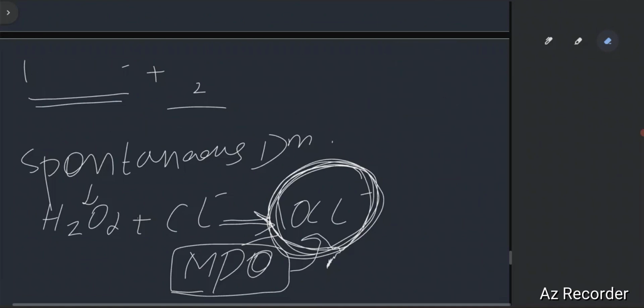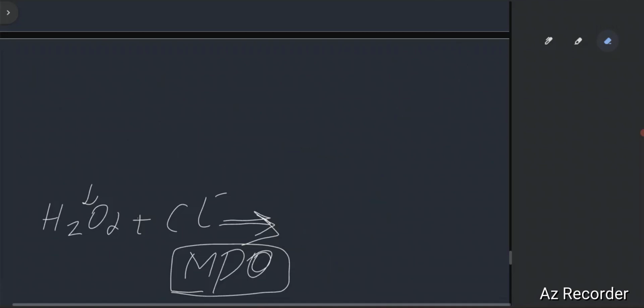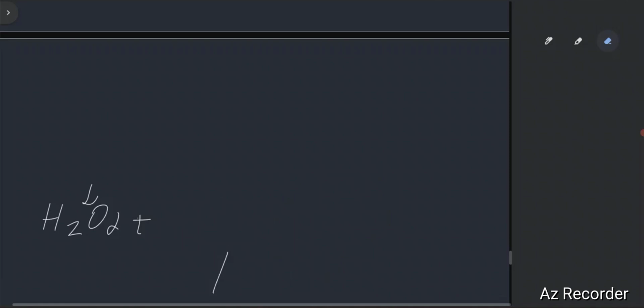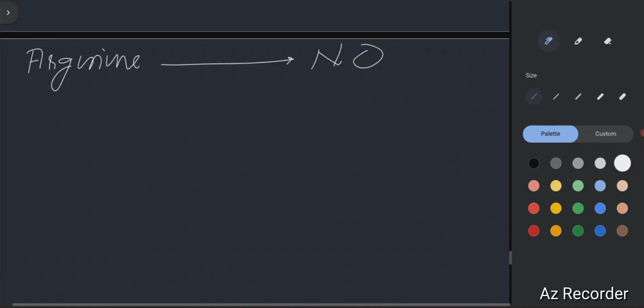So in the body, what happens is that arginine, an amino acid, is converted to nitric oxide by an enzyme known as nitric oxide synthase. Okay, so what happens? Nitric oxide is made from arginine, right? Arginine is an amino acid. Nitric oxide is made in different kinds of tissues in our body. Okay, and the enzyme over here is nitric oxide synthase.